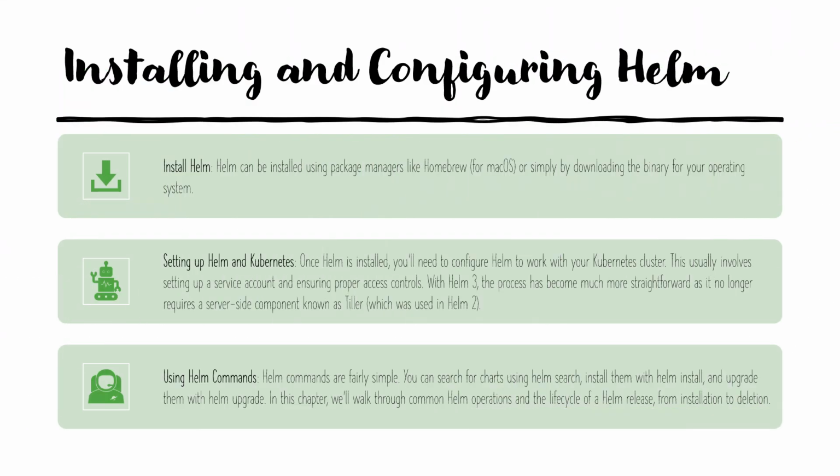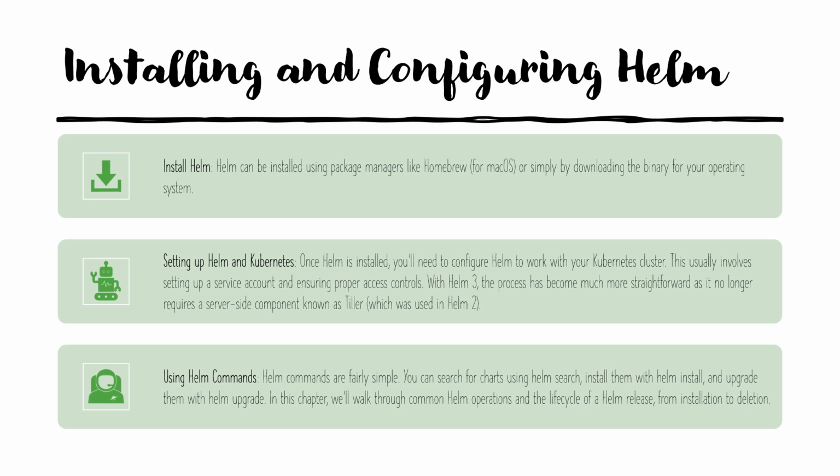Chapter 3. Installing and configuring Helm. Before you can start using Helm, you need to install and configure it properly. Helm works by connecting to your Kubernetes cluster using kubectl under the hood. Here's how you get started. 1. Install Helm. Helm can be installed using package managers like Homebrew for macOS, or simply by downloading the binary for your operating system.